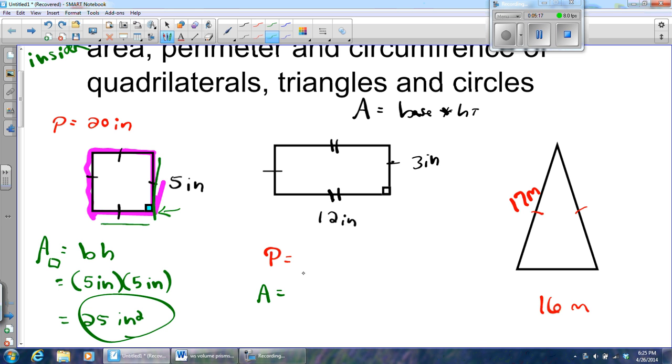Unpause it when you're ready. I got a perimeter of 30 inches, and I've got an area of 36 inches squared. Hopefully you got both answers. All right, let's go over this triangle here.